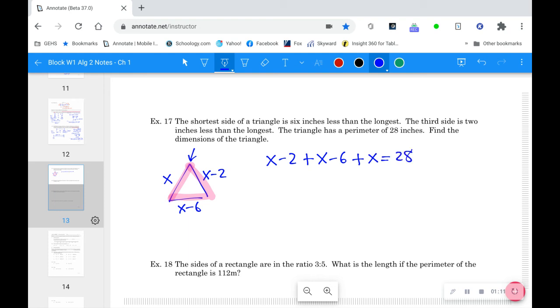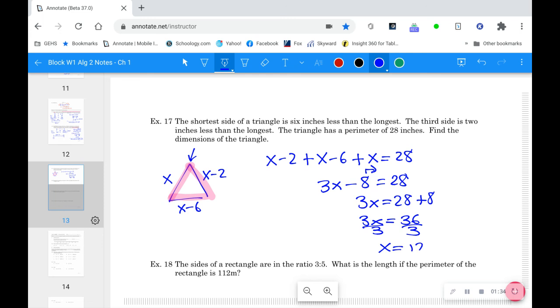So I'm going to simplify at this point. 3x minus 8 equals 28. I'll take the 8 over and add it to the other side. So now I have 3x is equal to 36. And dividing by 3 takes us to x equals 12.